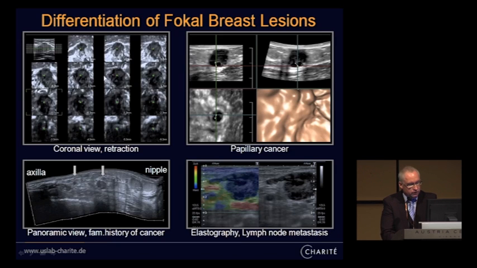Typical scan here, coronal view, retraction phenomenon, as well as this papillary cancer, which is very well reconstructed from the surface. This is an overview of a case of a family history of breast cancer from the nipple to the axillary portion, 2 round-shaped lesions, and this is a typical situation of a lymph node metastasis.